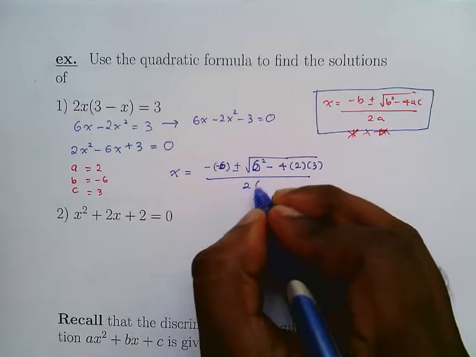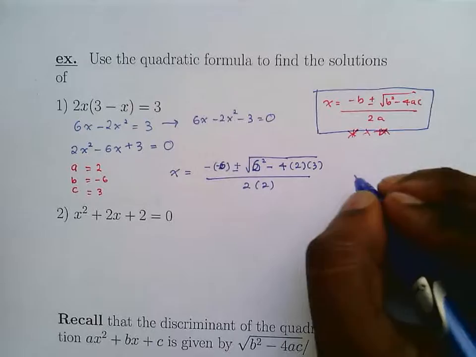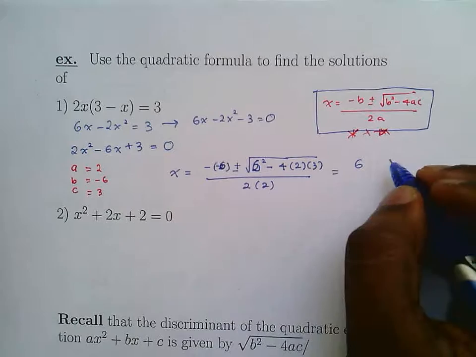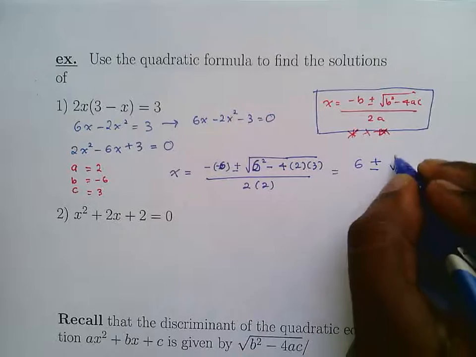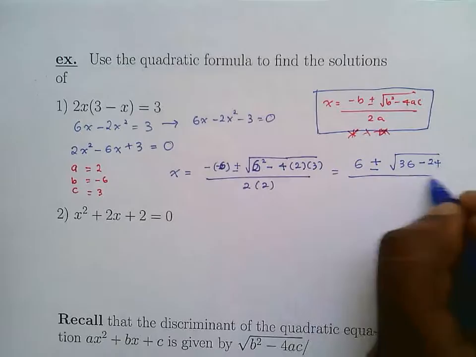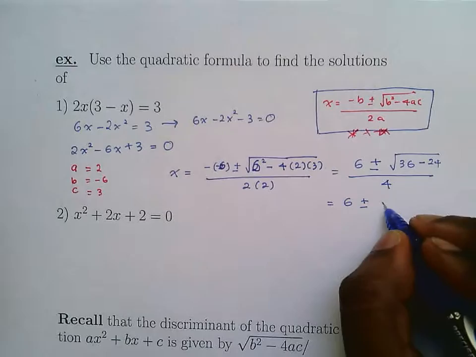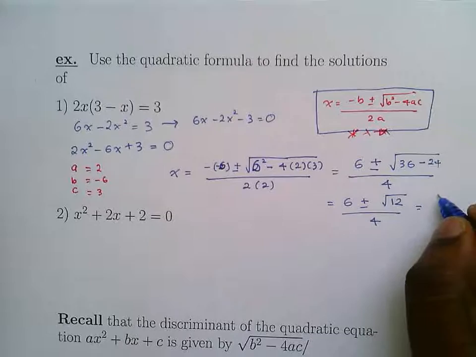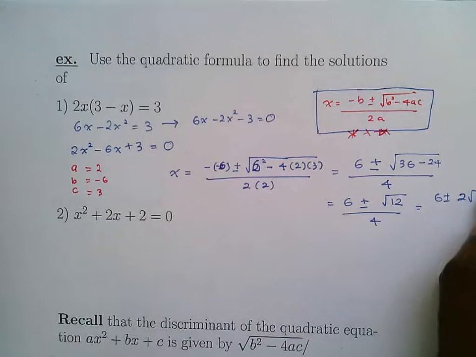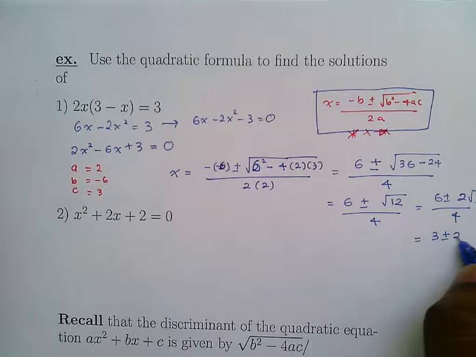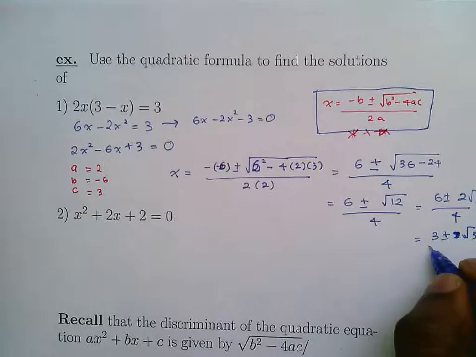So just go slowly. Sometimes it might be a little hard, so just make sure you get this correct. Plus or minus square root of 36 minus 24 over 4, and that would be 6 plus or minus square root of 12 over 4, and that is 6 plus or minus root 12, which is 2 root 3, over 4, or I would say 3 plus or minus square root of 3 over 2.